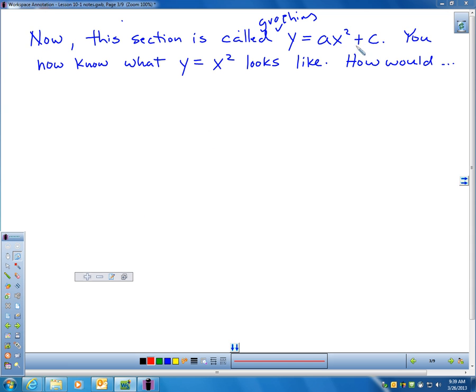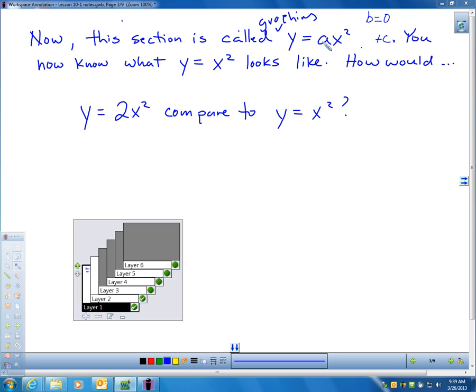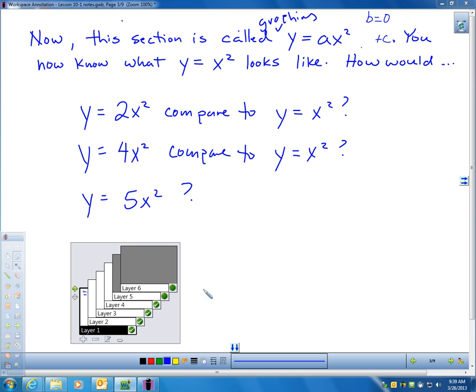This section is called graphing y equals ax squared, and maybe I should quickly erase this if I can and put in here plus bx in blue, plus bx plus c. Now remember, I called it this because right now b is 0, and since b is 0, you could essentially say that's not there, which gets us back to what we were just talking about. You now know what y equals x squared looks like. What I want to investigate next is what would happen if a is 2. How would y equals 2x squared compare to just the parent function? How would y equals 4x squared compare to the parent function? What about y equals 5x squared and so on?